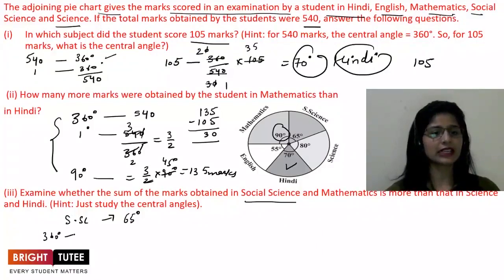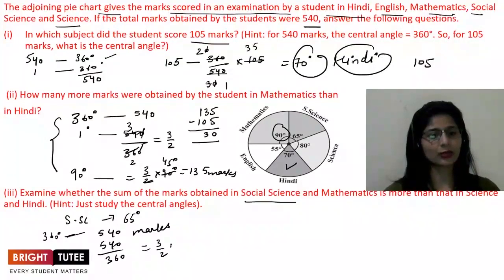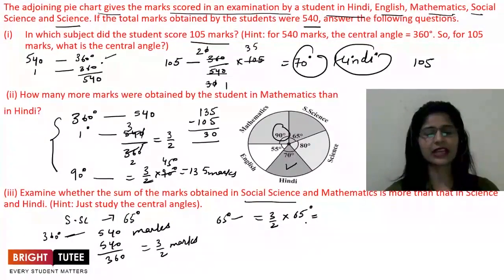That 360 degrees is forming 540 marks. So 1 degree will form 540 upon 360. That is 3 upon 2 marks. And we have to calculate for how much? For 65 degrees. So for 65 degrees, we will have 3 upon 2 multiplied with 65 degrees. Right. So we are going to calculate it. It will definitely be a fraction. Let us calculate it. 3 5s are 15. 3 6s are 18 and 1. So like this. 2 9s are 18. 7s are and 0.2. So 97.2 are the marks in social science.